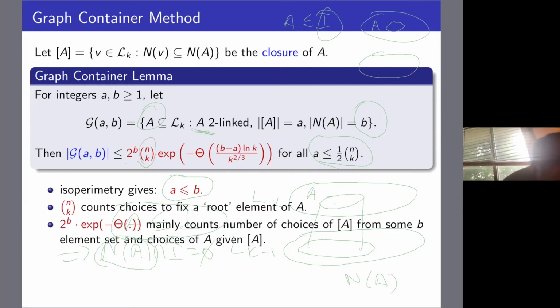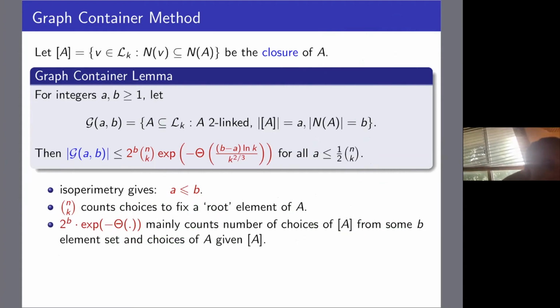And I removed the writing. So this 2 to the B, this exponential term, is practically the main technical work to identify the closure of A, and then given the closure of A, we want to find actually A, and that's where the fight is going.